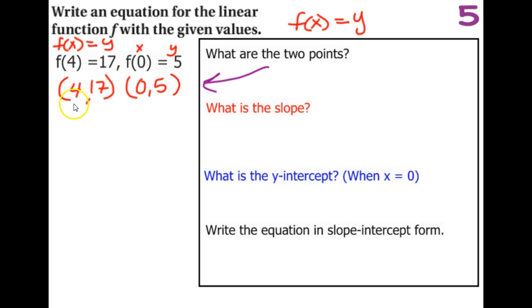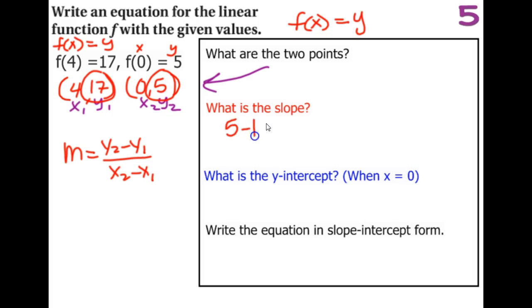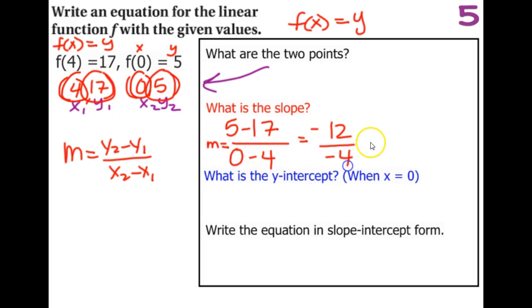I could have written those points over here. This is our first point. This is our second point. Let's find our slope first. So y2 minus y1, that would be 5 minus 17. And then on the bottom, x2 minus x1, or 0 minus 4. So if we simplify that, 5 minus 17, there's more negatives, that 17 is negative. 17 minus 5 is 12, so it's a negative 12. 0 minus 4 is just negative 4. Well, 12 divided by 4 is 3, and we know 2 negatives make a positive. So our slope is 3.